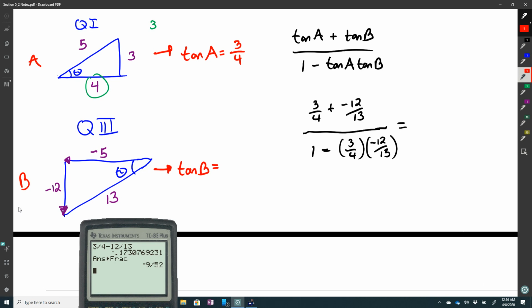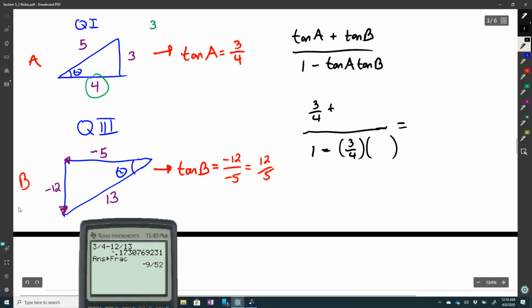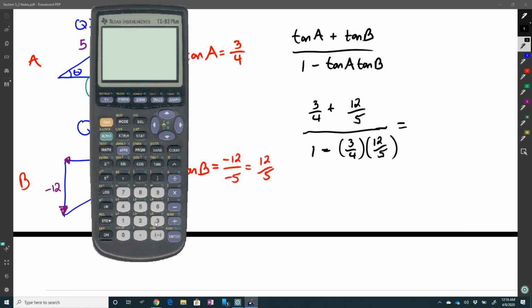Tangent is opposite over adjacent. So negative 12 over negative 5, which is just 12/5. I'm sorry, so that changes. I was like, this isn't looking like my notes. What's going on? So 3/4 plus 12/5. So we go to our calculator. Here we go. Plus 12/5. And then you can math 1 that. 63 over 20.